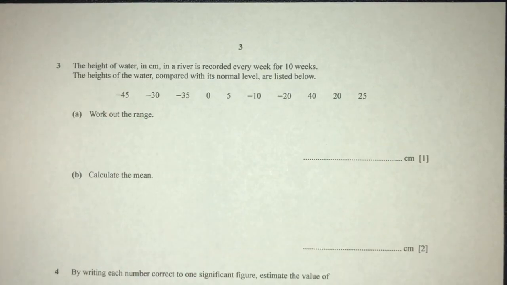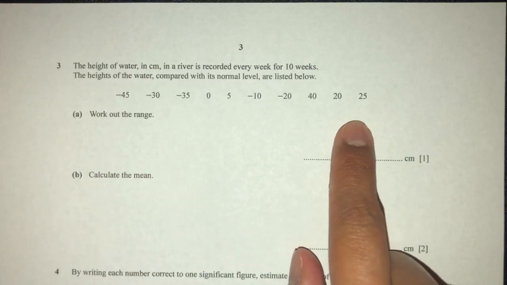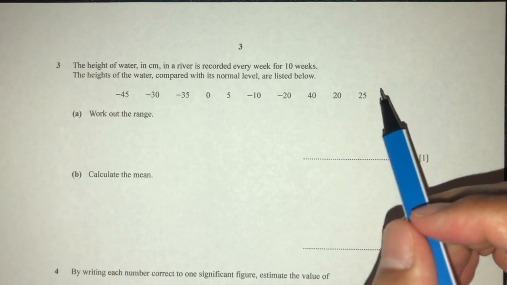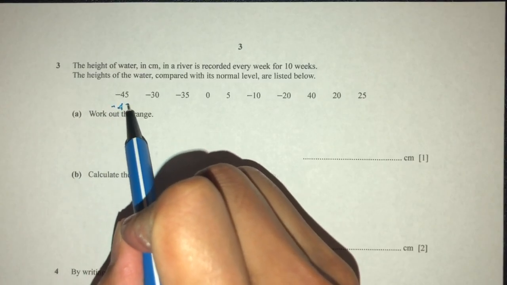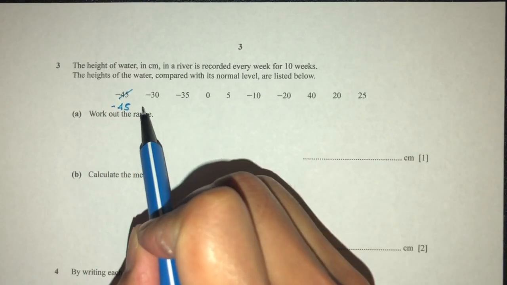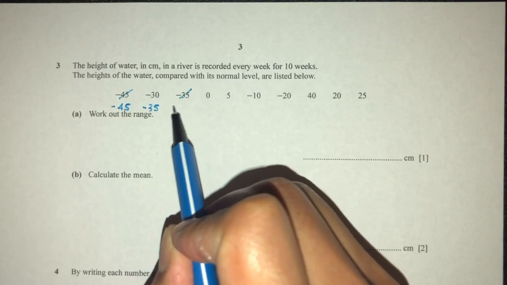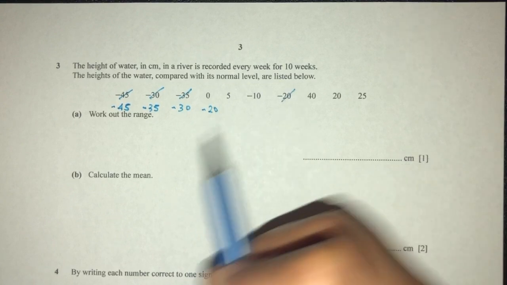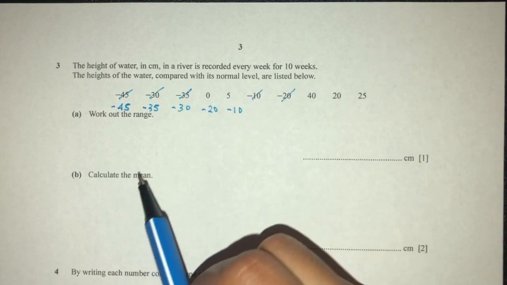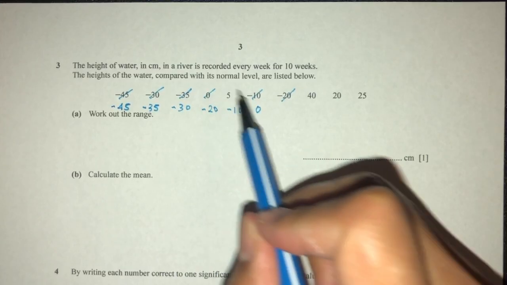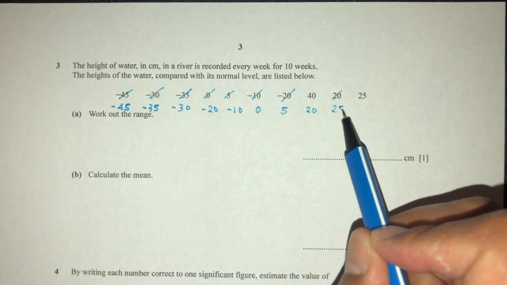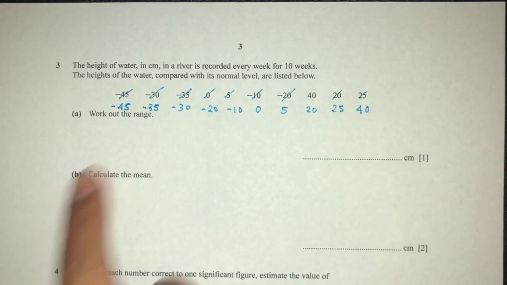One trick we have to use here is whenever we have a list of numbers, we rearrange them in ascending order. So let's begin with the smallest. The smallest number is minus 45. Then we have minus 35, then minus 30, then minus 20, then minus 10, then 0, then 5, then 20, 25, and 40. So now the numbers are arranged in ascending order.